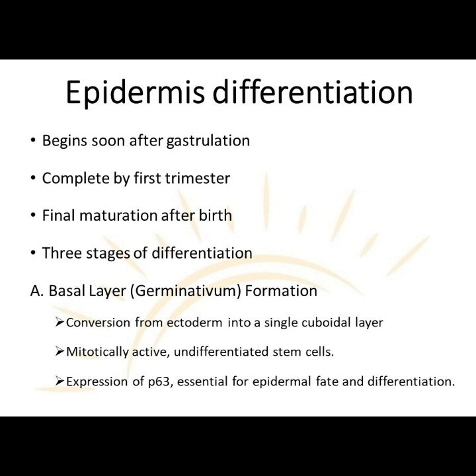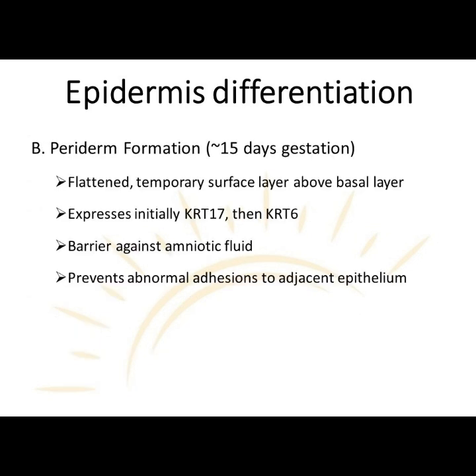Early development starts after gastrulation. The ectoderm becomes a single cell layer, the germinativum. Cuboidal, undifferentiated, mitotically active. 15 days. Periderm forms above germinativum. Appears as flattened cells with tight junctions and polarized cytoskeletal adhesions.